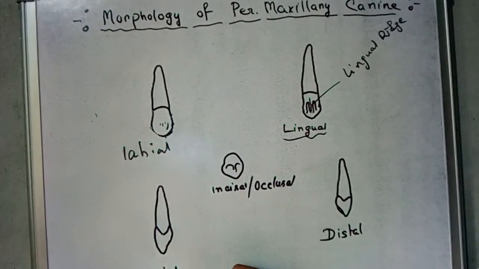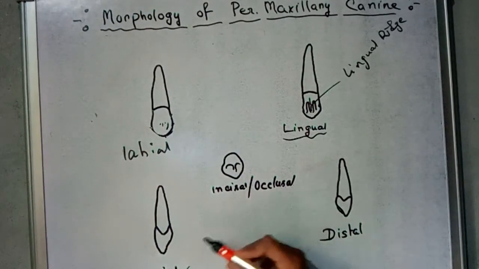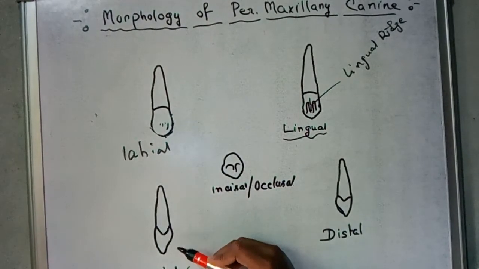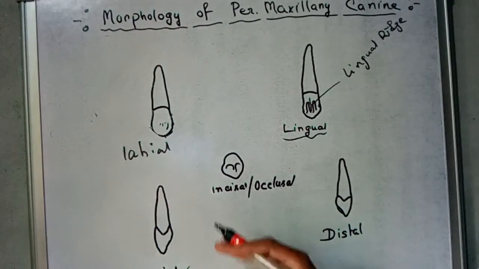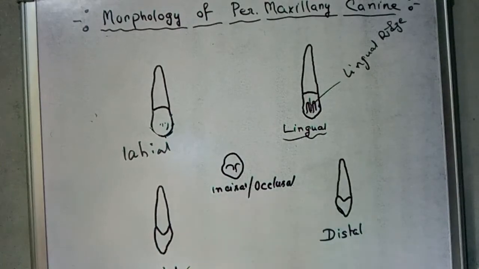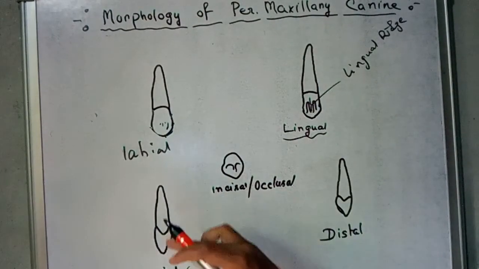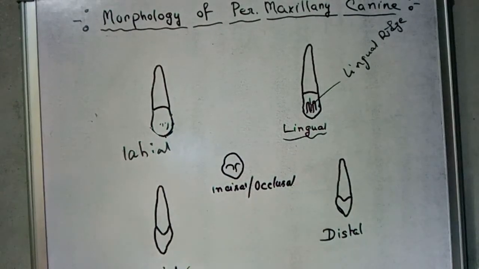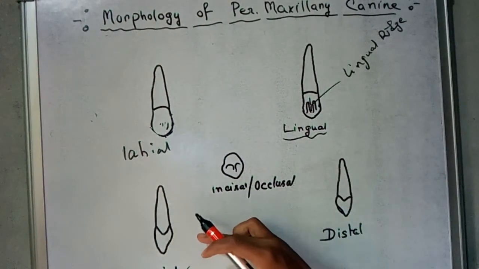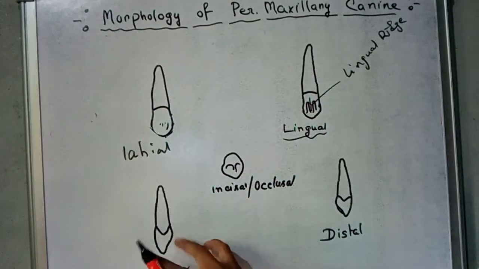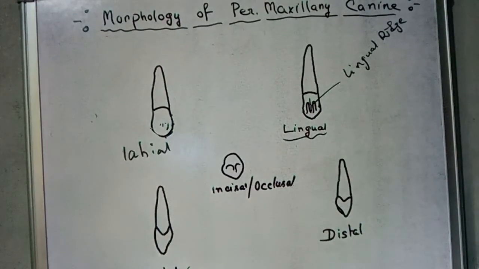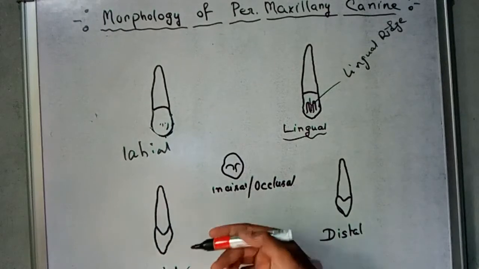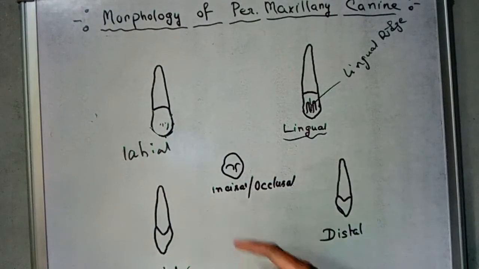Now let's talk about the mesial aspect of the maxillary canine. From the mesial aspect, the canine looks similar but is a little bulkier than the maxillary central incisor. The maxillary canine is the widest anterior tooth labiolingually. The cervical line curvature is towards the incisal, and the contact area is near the junction of the incisal and middle third.